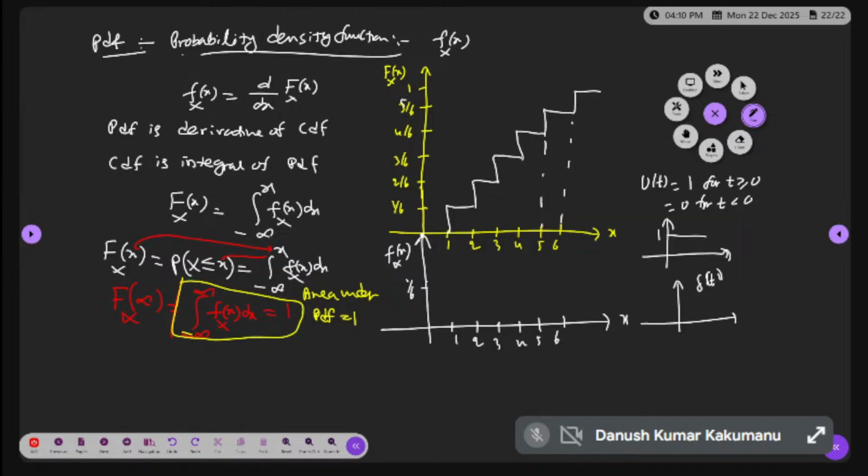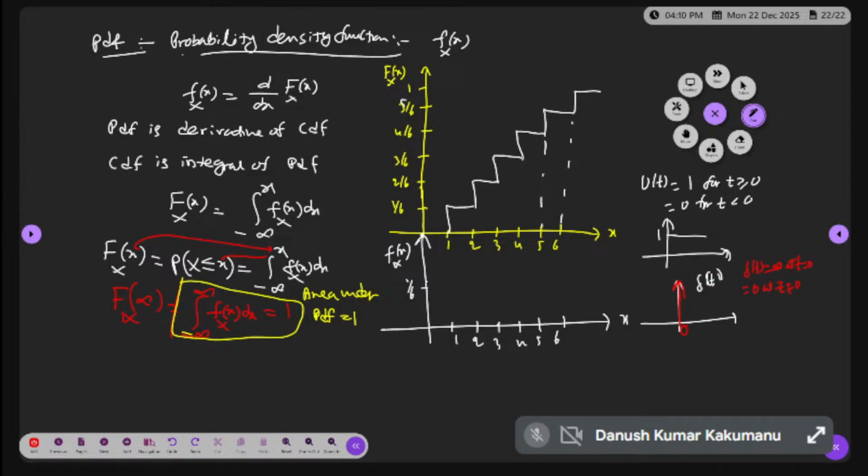This is our impulse actually, an arrow towards the sky. What is the delta t definition? Delta t is equal to infinity at t equal to 0, and 0 at t not equal to 0. Where does this impulse exist? At t equal to 0. For other places it is 0.